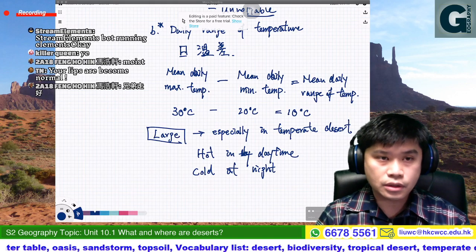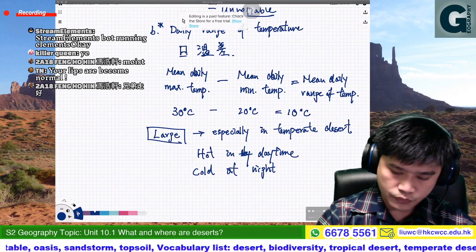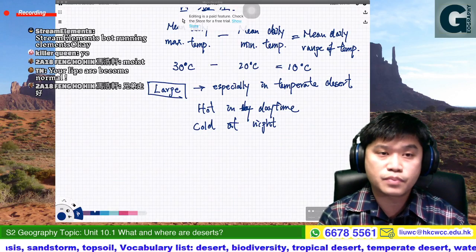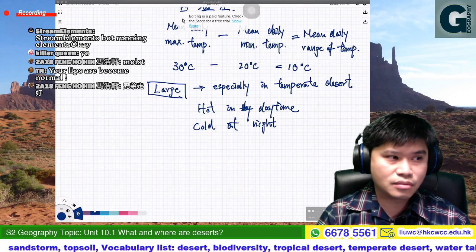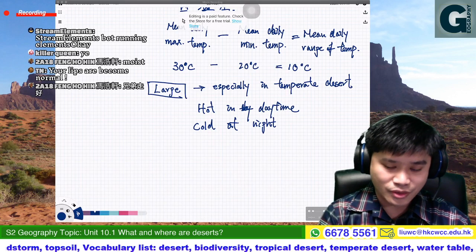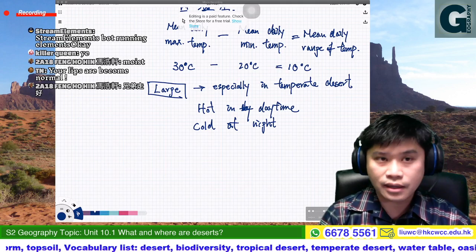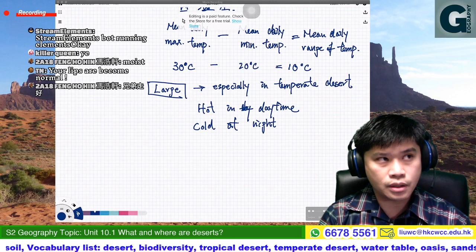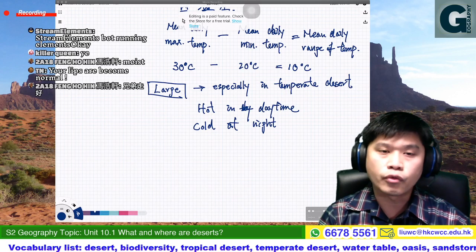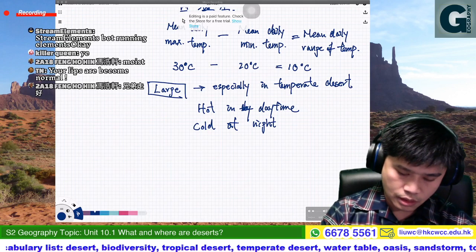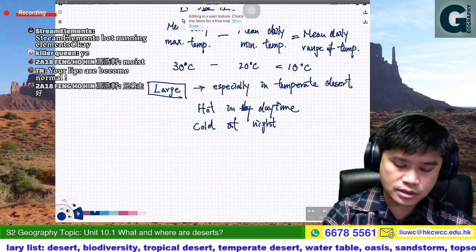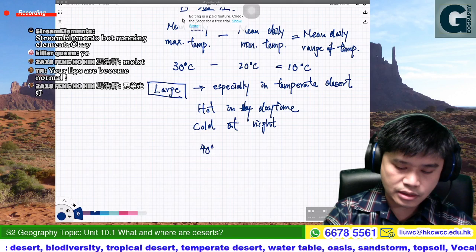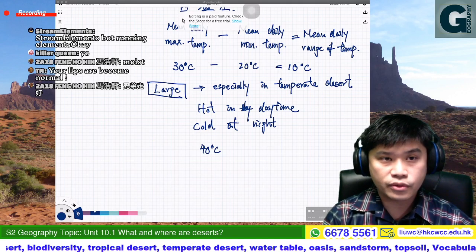At night. Okay, so what could be the difference? Let me tell you one of my traveling experiences. About 10 years ago, I visited Xinjiang in mainland China. If I remember correctly, it was a city near Urumqi. I remember that in the daytime the temperature could be as high as 40 degrees Celsius.